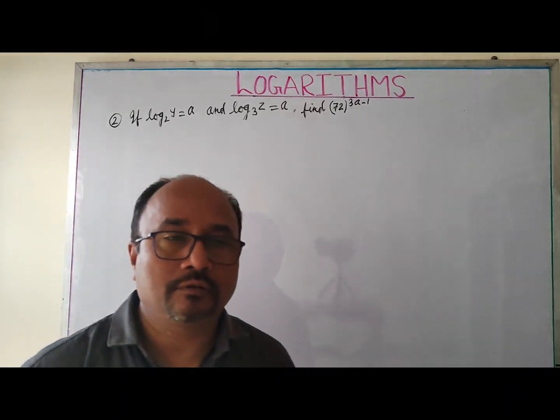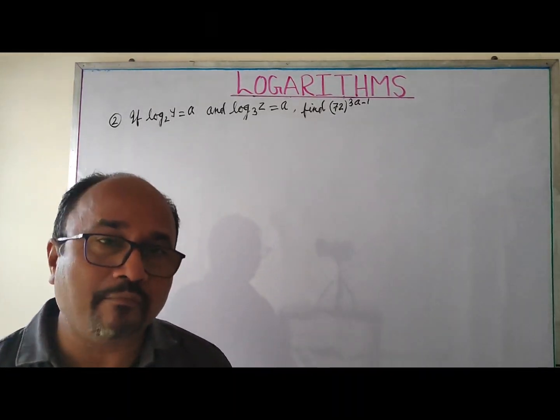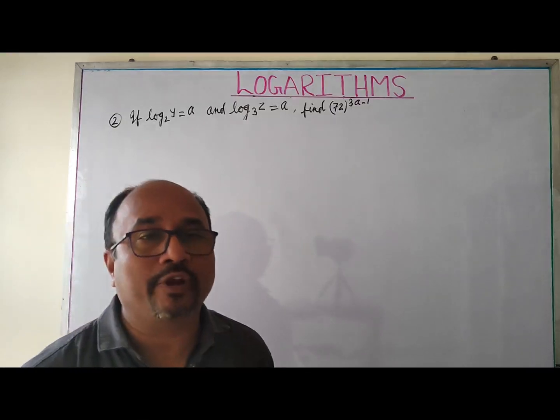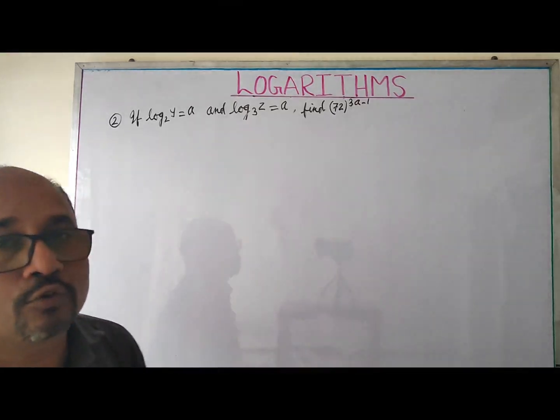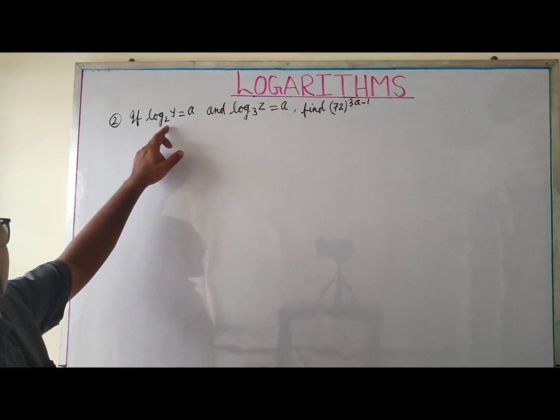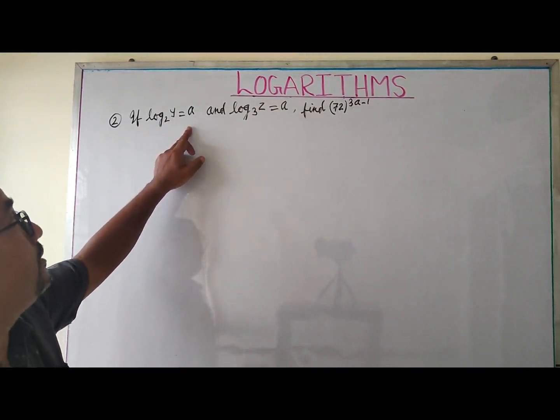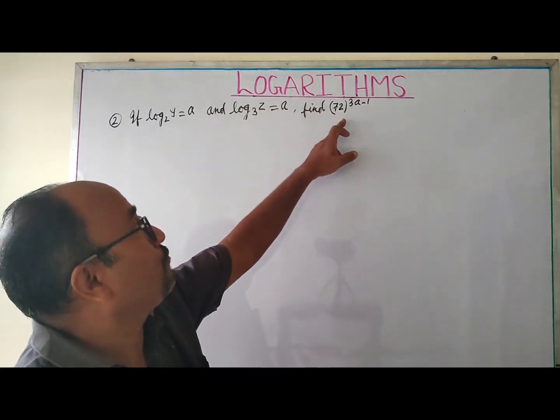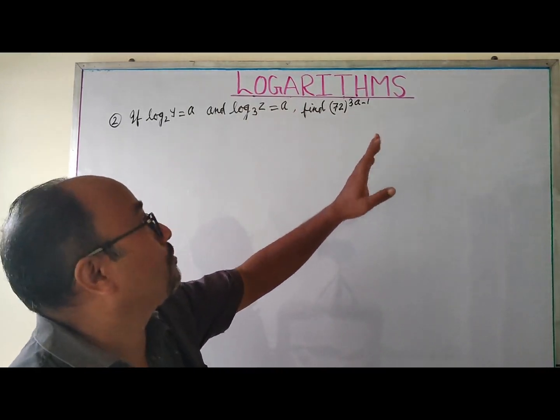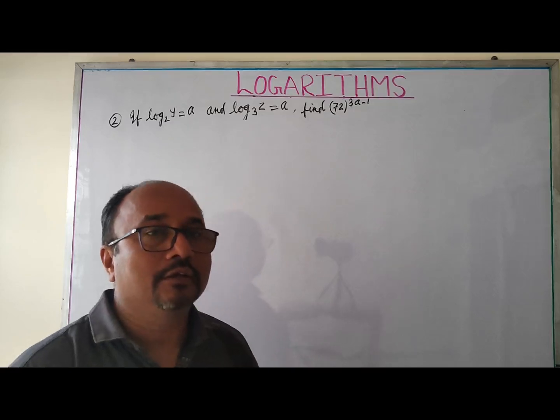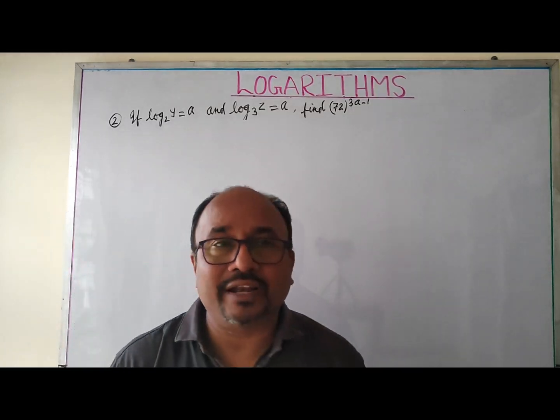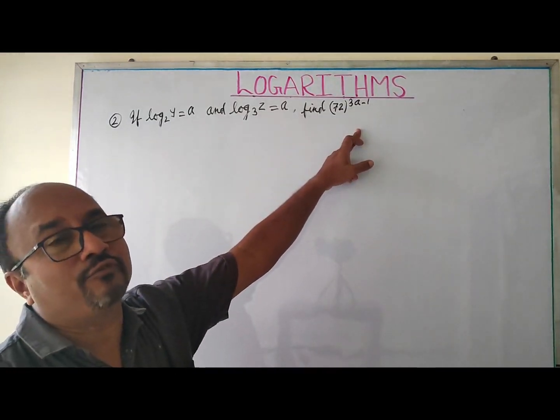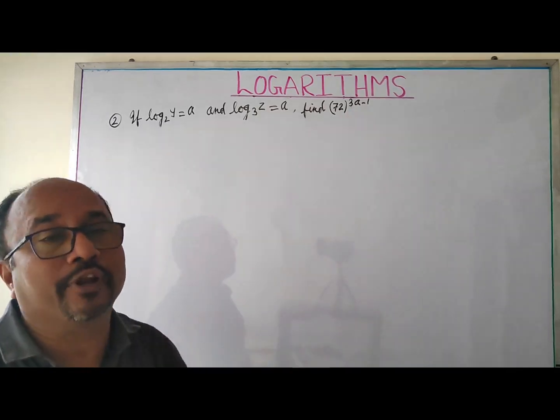So I have come up with another sum where again we will see how to apply the concepts of exponent and log which we have studied. The question goes like this: if log y to the base 2 is equal to a and log z to the base 3 is also equal to a, we need to find the value of 72 to the power 3a minus 1. So first of all, let us convert what is given to us into the exponential form, because the expression whose value we have to find is in exponential form.